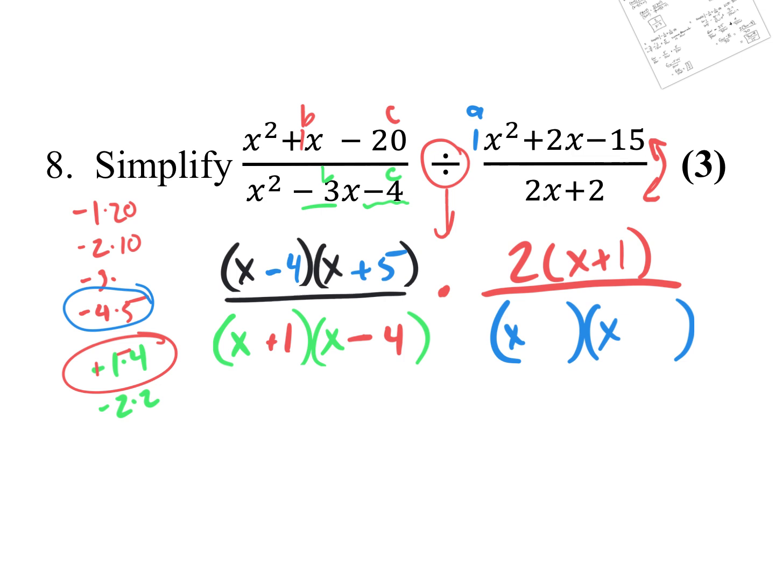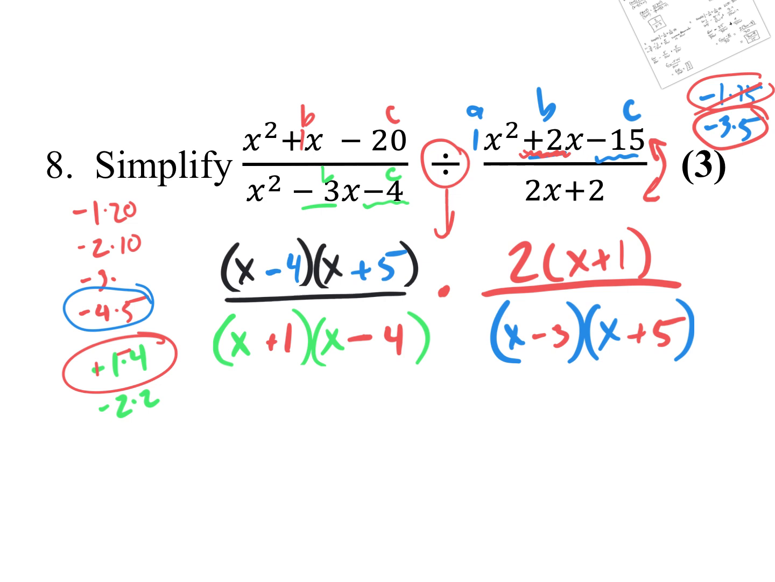And again, we think what times what is a C value of -15, that if you add together is a B value of +2. You might want to make a list. -1 times 15, -3 times 5, and that's it. Now, when you add those numbers, the -1 and 15, that's 14. That doesn't work because that's not a 2. But right here, -3 plus 5, that is a +2. So that's the correct pair of numbers. We want a -3 and a +5.